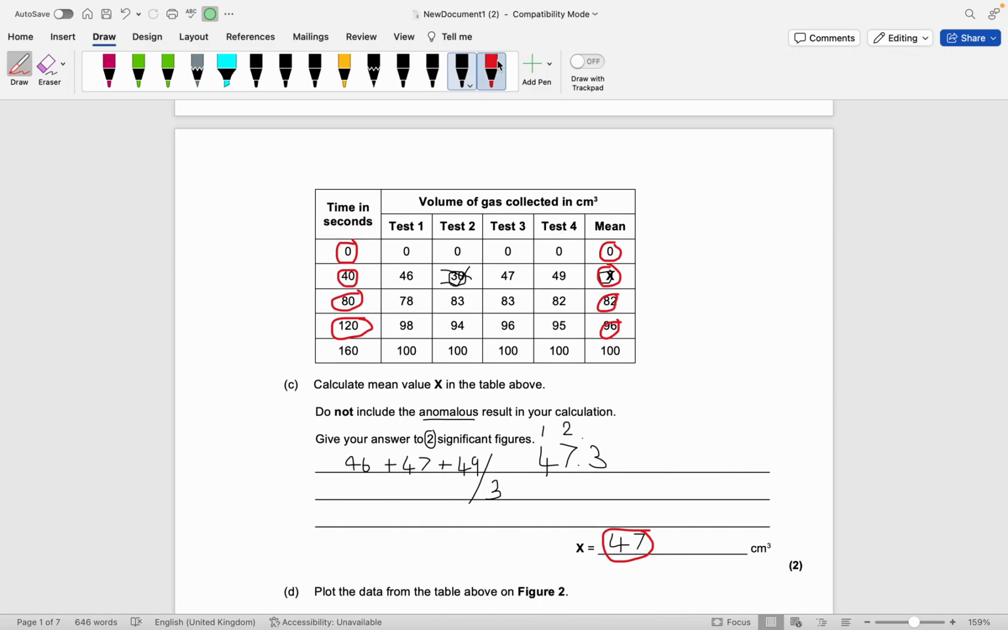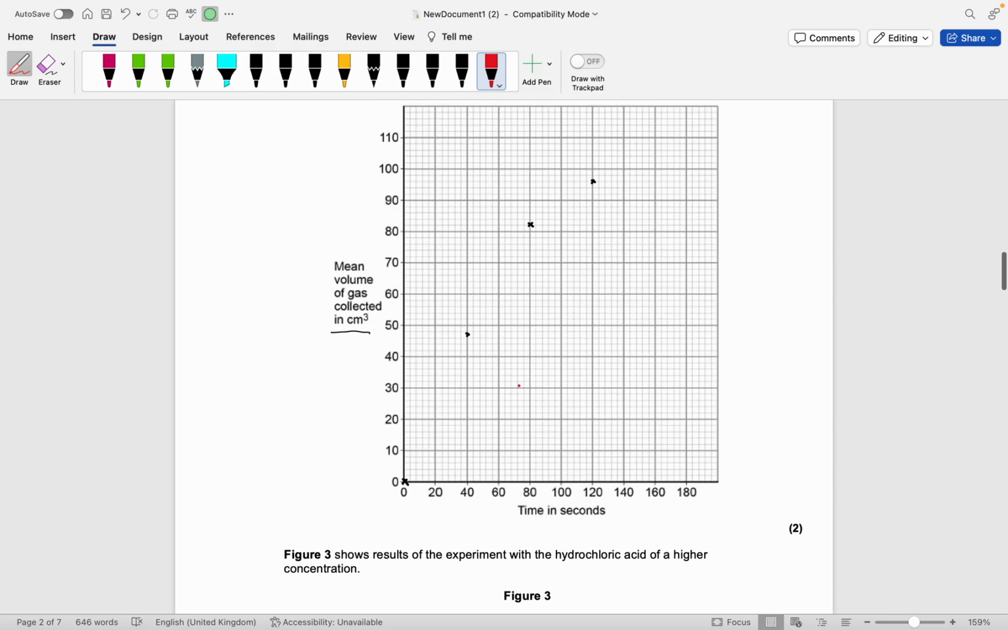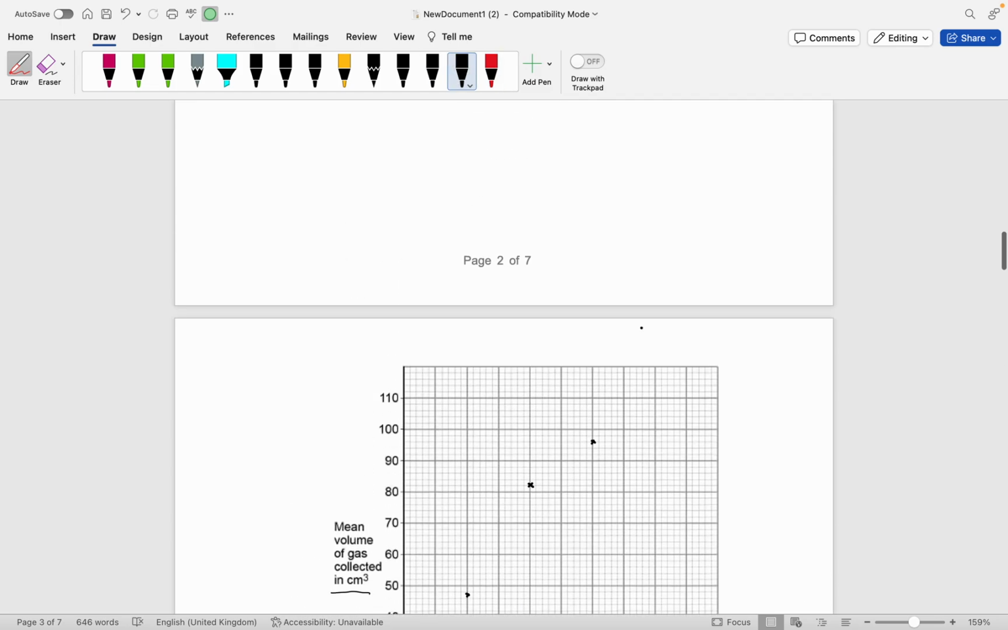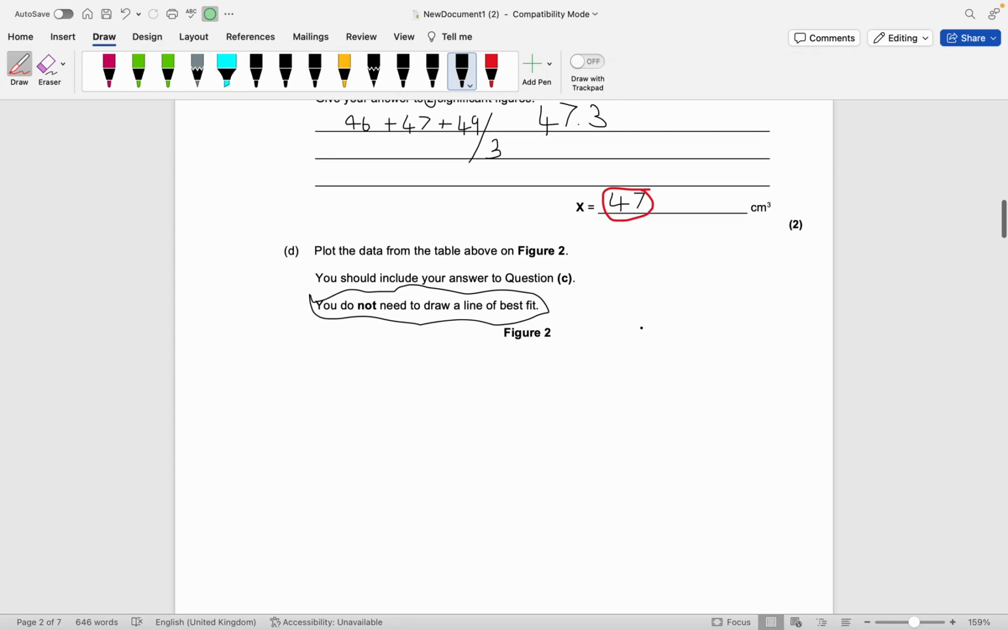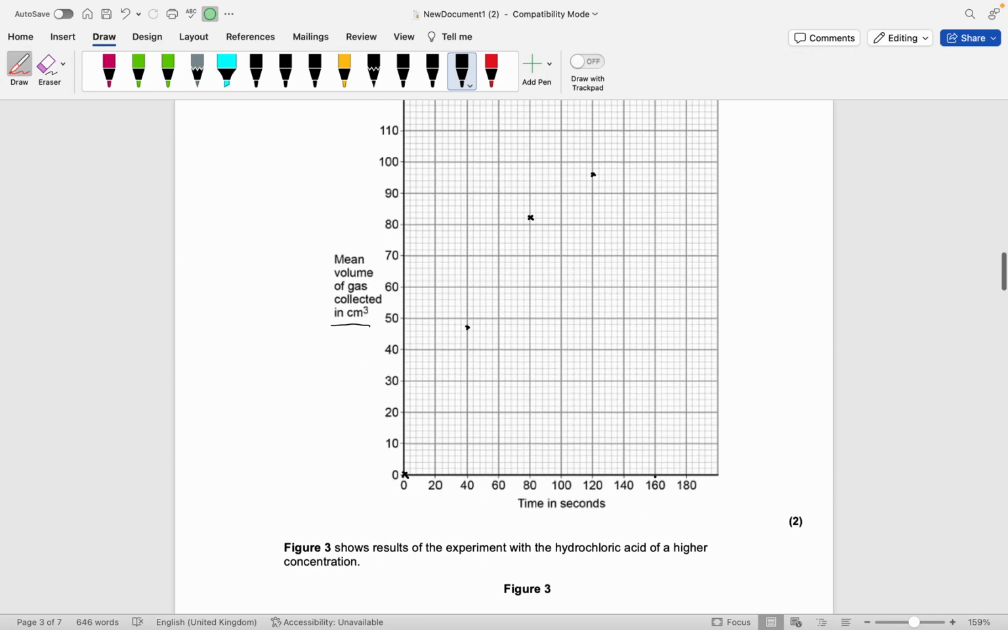Then the last one, our last plot, is 160 and 100. So let's have a look at what that takes us to. It's 160 seconds and 100 centimetres cubed of gas. So I've actually forgotten what I just said. It's 160 and 100. So 160 seconds, we're here on this line, and we can see that 100 centimetres cubed of gas is here.